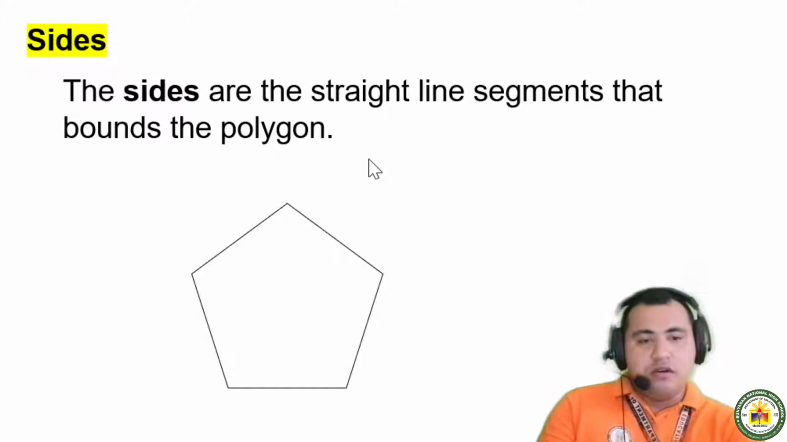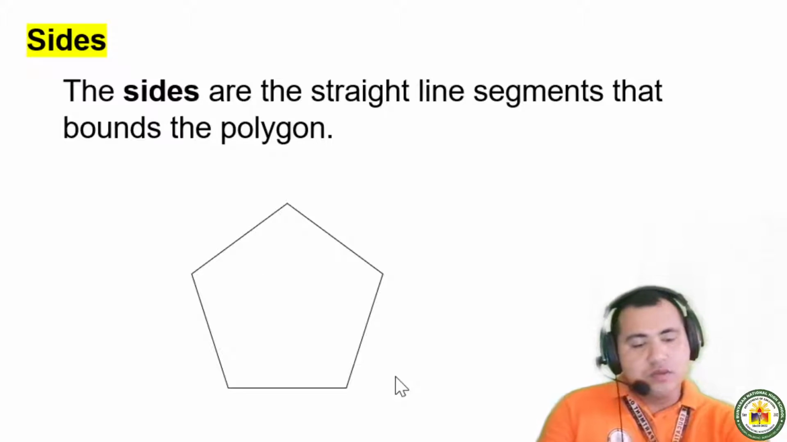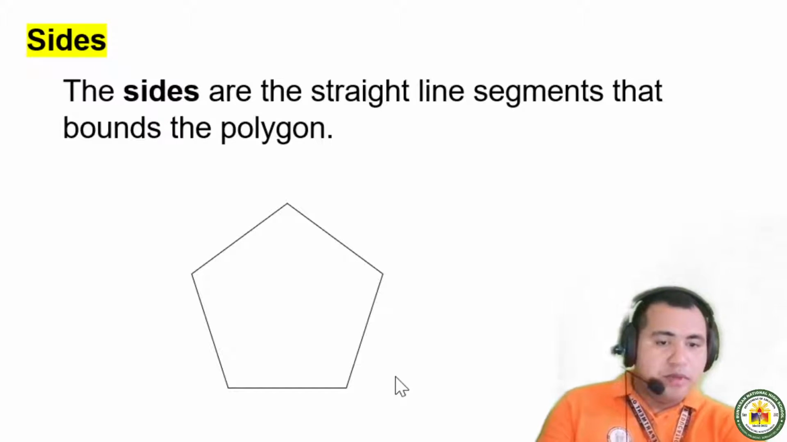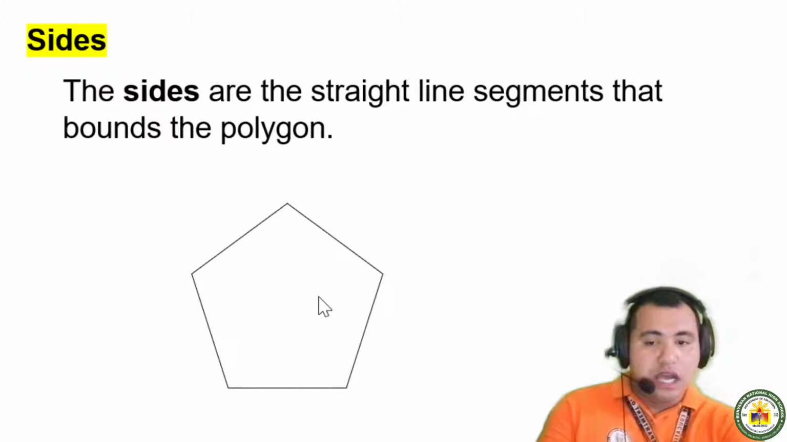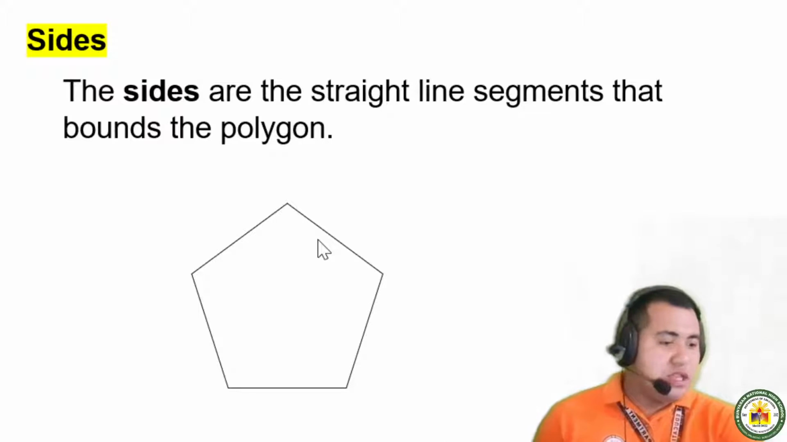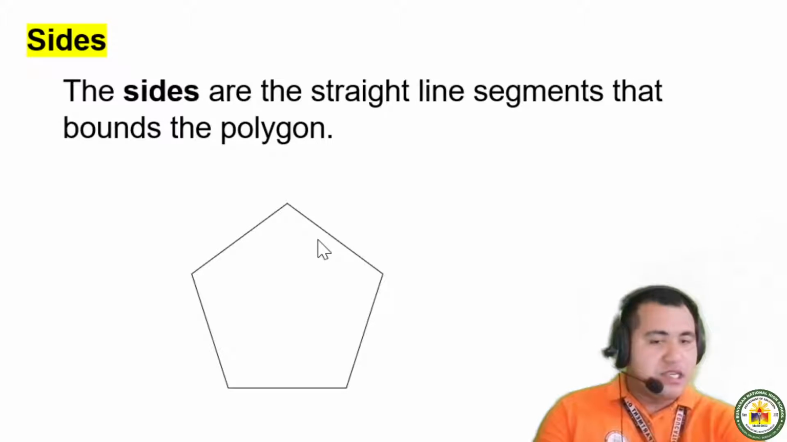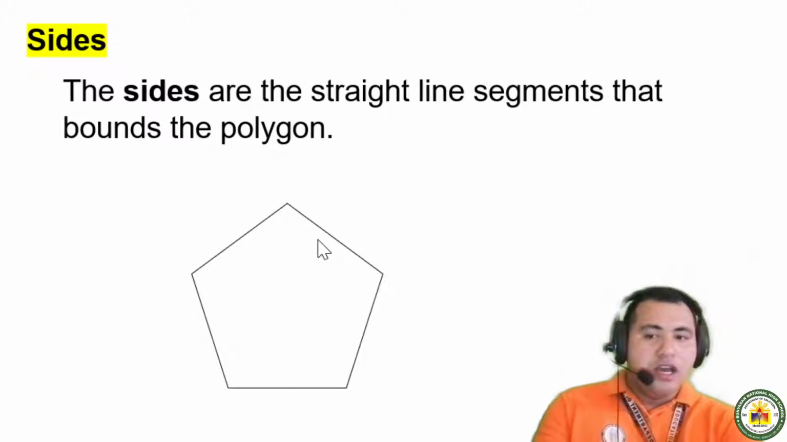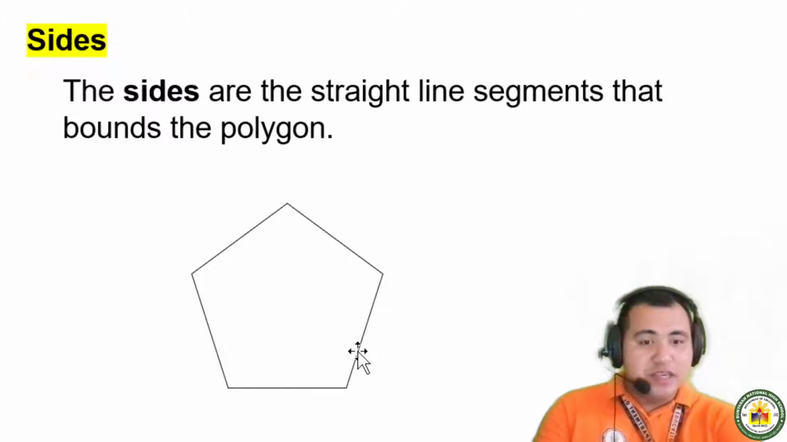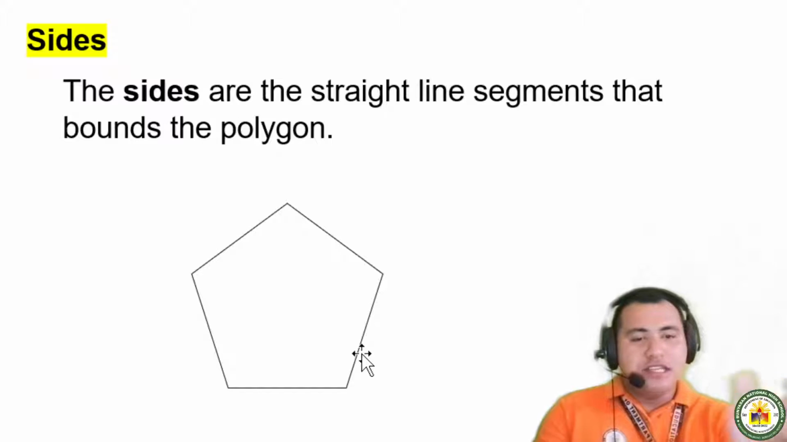For example, that figure is what we call a pentagon. Automatically, a pentagon is a kind of polygon which has five sides. That's why it is called a pentagon. Generally, this is called a polygon, but specifically, tawagon siya og pentagon. Pentagon ang iyang specific name.